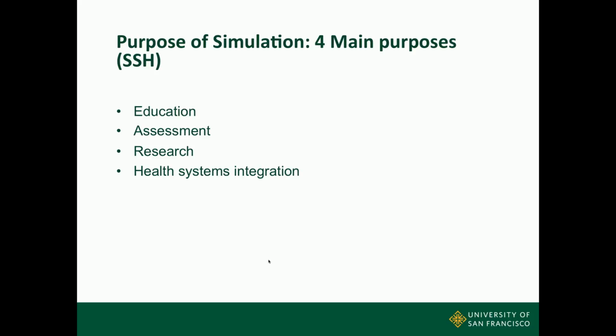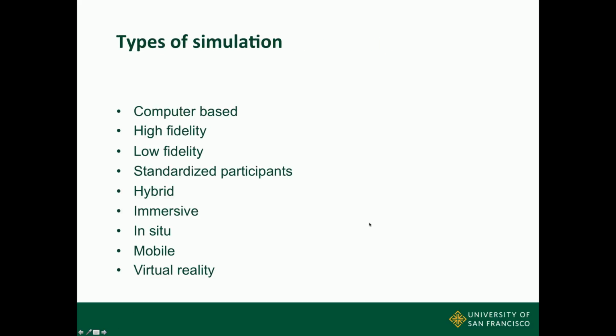The purpose of simulation, there are really four. One is education, the second is assessment, the third is research, and the fourth is health systems integration. So I'd like you to start thinking about building an alliance, a regional or statewide alliance, and how these four main purposes, according to the Society for Simulation in Healthcare, actually fit in to an alliance and the structure of an alliance. And when we talk about some of the alliances around the country, you'll see how these four components fit in.